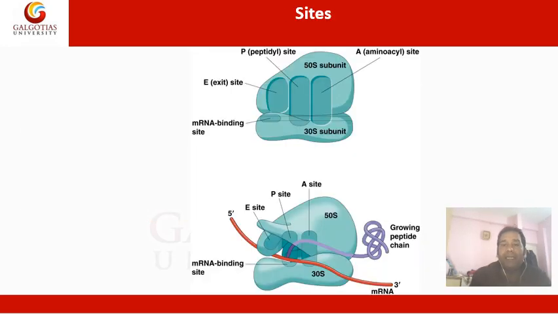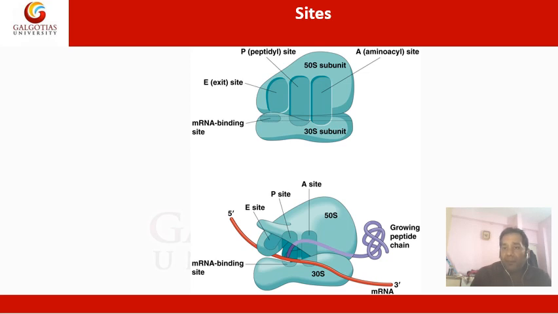So if we look inside the ribosome, when the 50S subunit and 30S subunit combine with each other, it leads to the formation of different sites. One of the most important sites is the amino acid site, denoted by the letter A. The other site is the peptidyl site, denoted by the letter P. And the last site is the exit site, denoted by the letter E. And there is a messenger RNA binding site from which the information encoded inside the messenger RNA gets transformed into a protein.